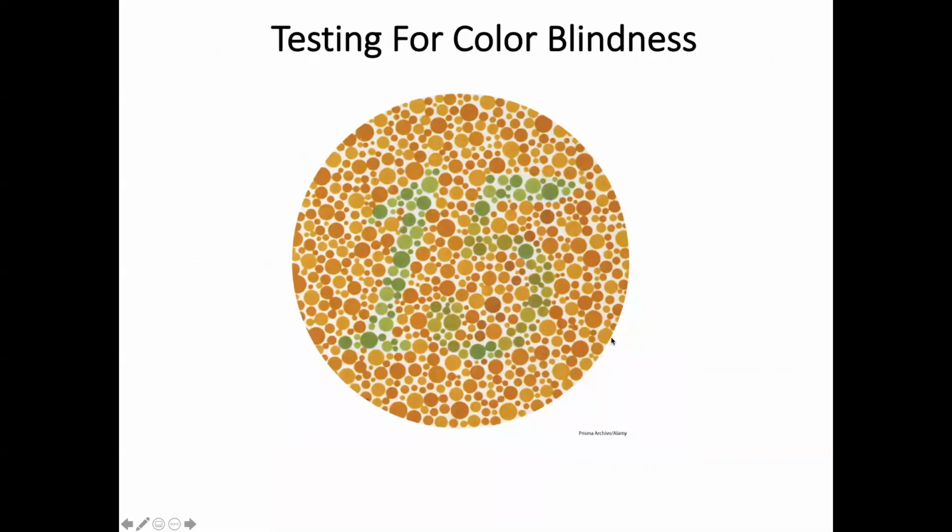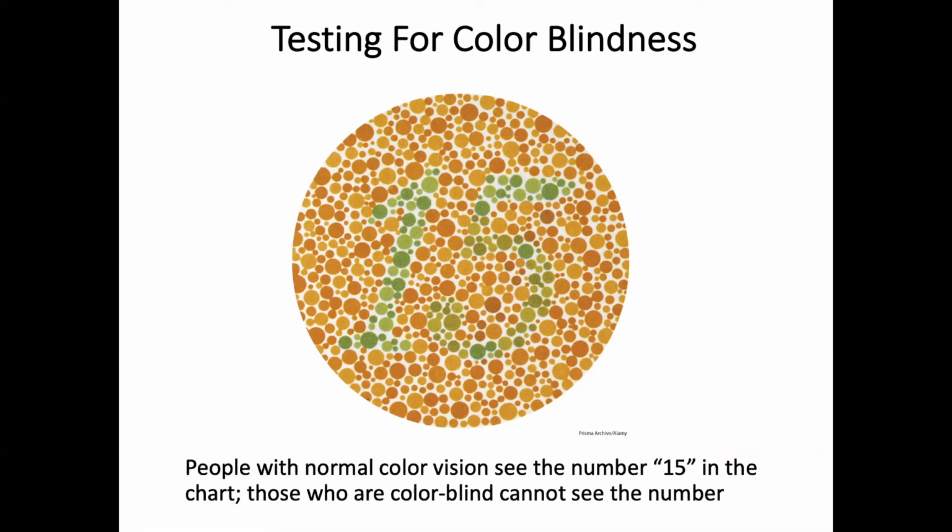When you were young, you probably saw these circled pictures to test whether you are color blind or not. This picture is just one of them. People with normal color vision see the number 20, this is number 15 in the chart. However, those who are color blind cannot see this number.